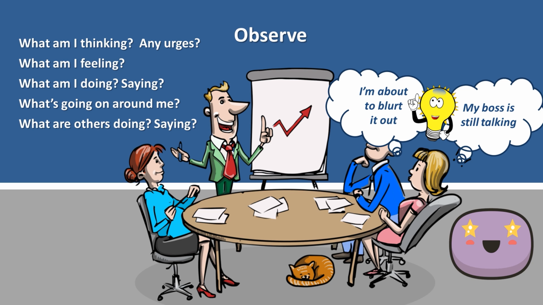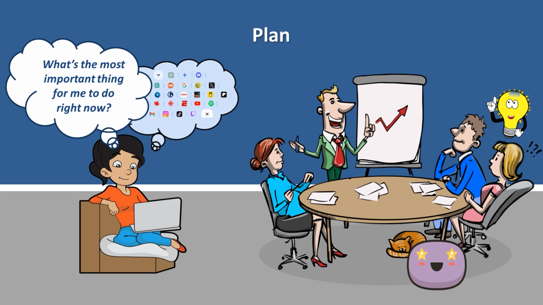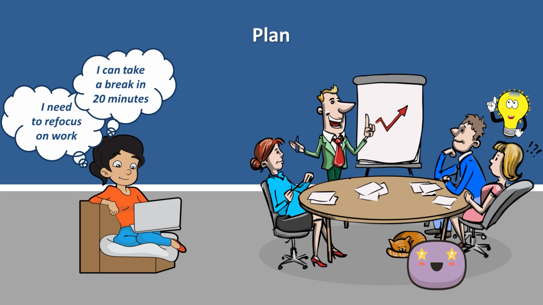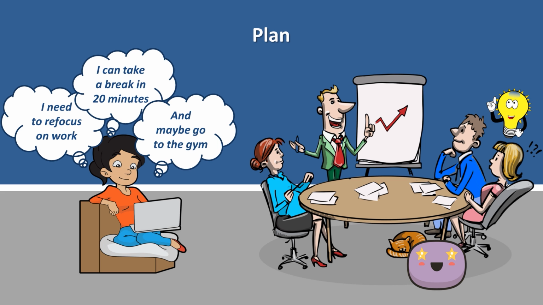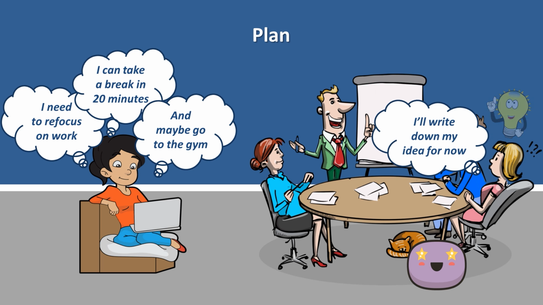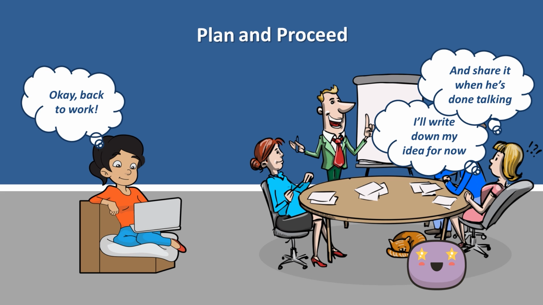And then we plan, asking ourselves, what's the most important thing for me to do right now? Do I need to refocus on my work? Do I need to take a break and do something else for a while? Do I have too much energy right now and need to do something physical? And what's the best way for me to act in this situation? I'll write down my idea for now and share it when he's done talking. And then, instead of impulsively following a distraction or acting on an urge, we proceed mindfully with whatever we've consciously and intentionally decided to do.